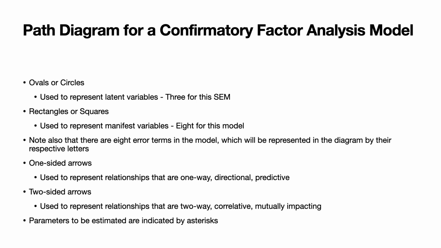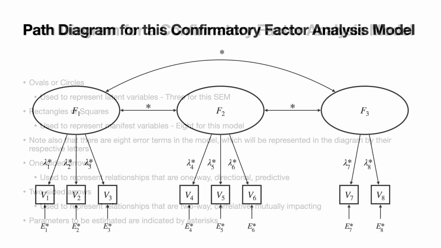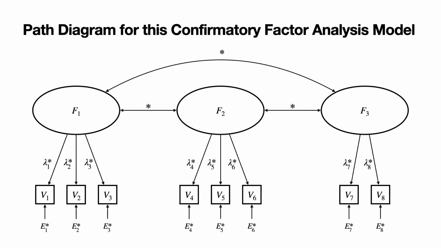Two-sided arrows are used to represent relationships that are two-way or correlative or mutually impacting. And then finally, parameters to be estimated are indicated in a path diagram by using asterisks. So here is the path diagram for this confirmatory factor analysis model. Let's look at the various components.